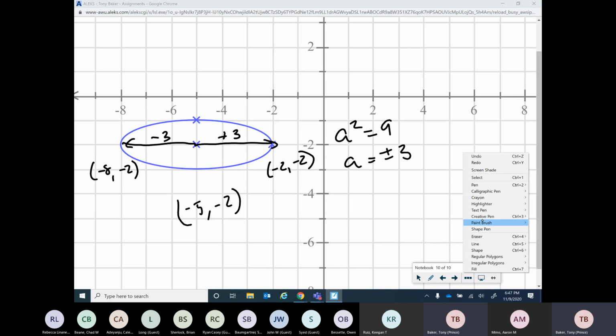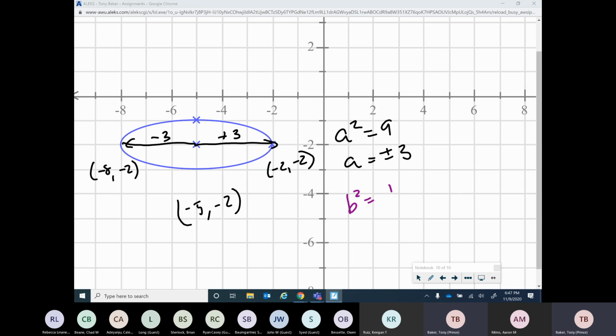Okay. My covertices are the same thing. They're just the opposite direction. So B squared was 1, so B in this case is 1. So it's 1 down, so -1, and +1. That's how I got the -5, -1, and -5, -3. And that's my center. All right, so that's the vertices and covertices.